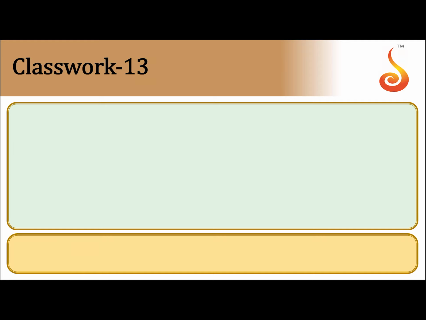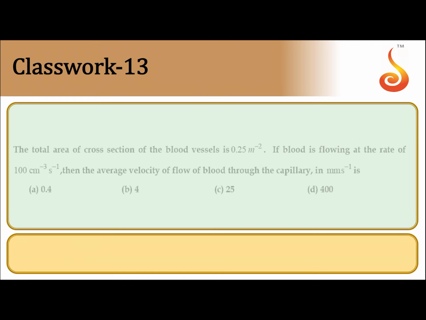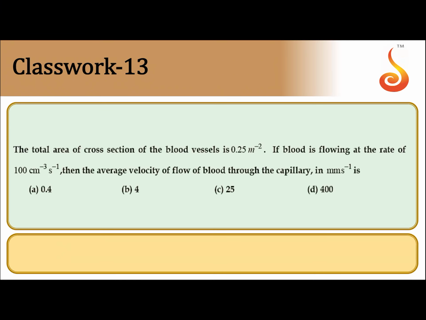Example 13. The total area of cross section of the blood vessels is 0.25 meters square. If blood is flowing at a rate of 100 centimeter cube per second, then the average velocity of flow of blood through the capillary in millimeter per second is.